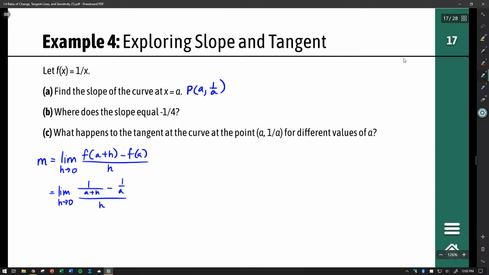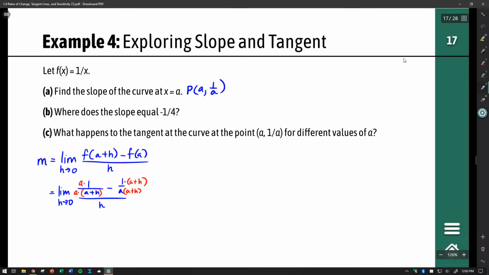Now, this is going to take some algebra, and in order to simplify this, we need a common denominator. The common denominator is going to be a times a plus h. So we need to multiply by an a here and by an a here. We need to multiply by an a plus h here and an a plus h there.